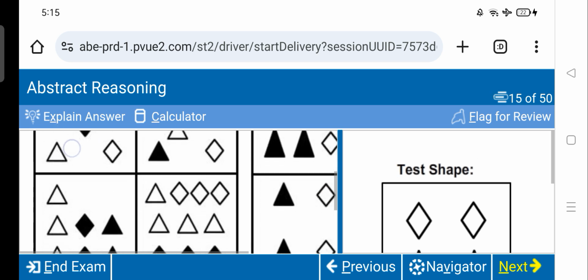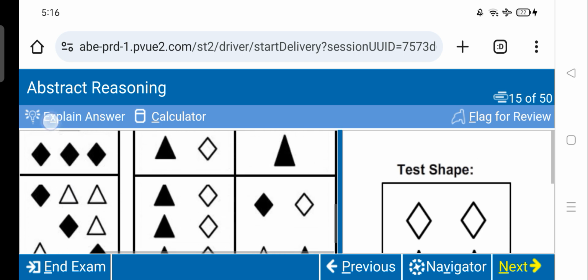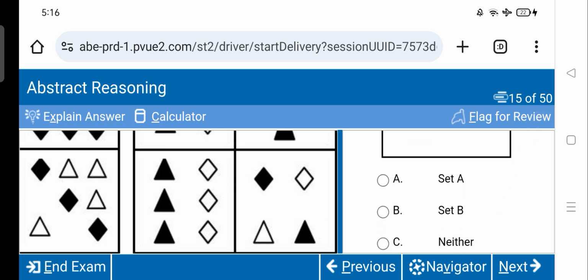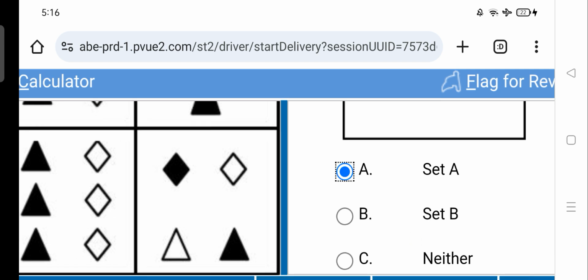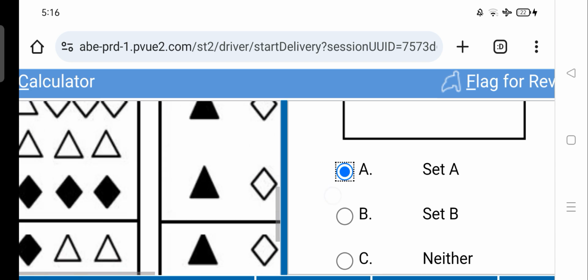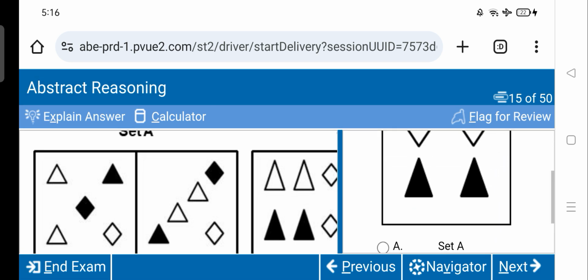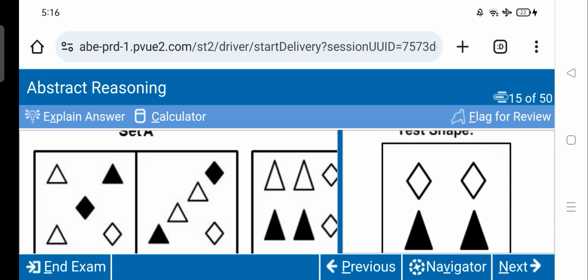Next, with the same set of shapes, here you can see, and then for set B we have this test shape, 2 diamonds and 2 triangles. So option A is set A, option B is set B, and option C is neither. The correct response we have is option B, as there are again 2 black diamonds and 2 white diamonds. So the correct response is option B, which is set B. So this means that this test shape belongs to set B.